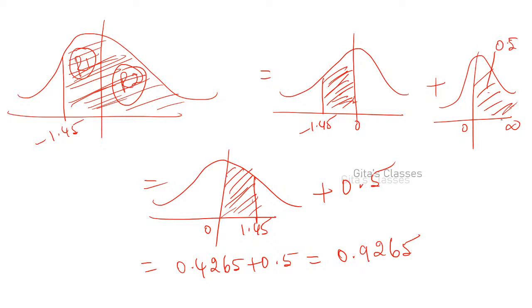Understood? This is the right hand side. I am splitting it into two areas: region 1 and region 2. Region 1 is minus 1.45. We know that the entire area to the right of 0, from 0 to infinity, is 0.5. That is why I have written 0.5. Got it?